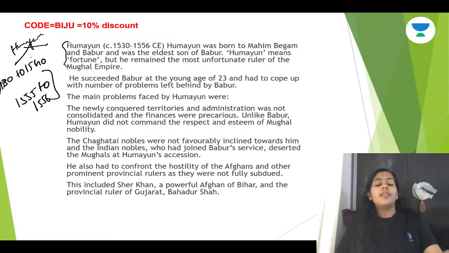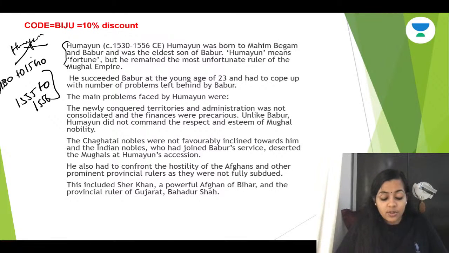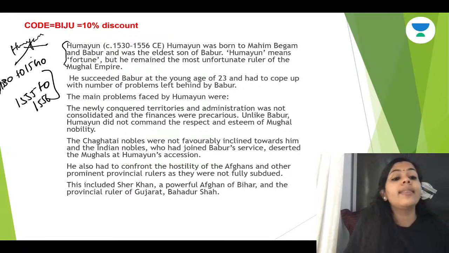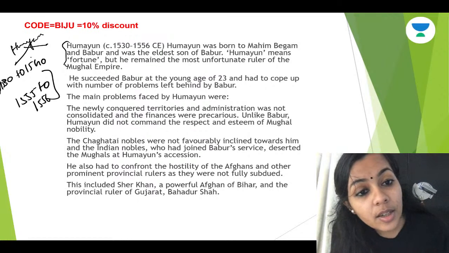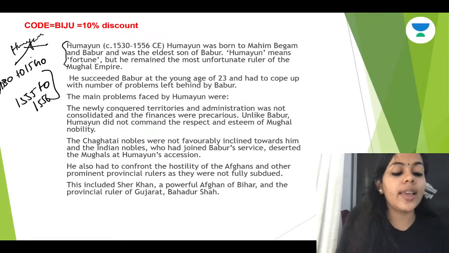Babur was a man of military tactics. He was attacking and going on and winning, and everything was going on fine with Babur. After his death, automatically his son Humayun came to power, and he was the eldest son. At the age of 23 he came to power.